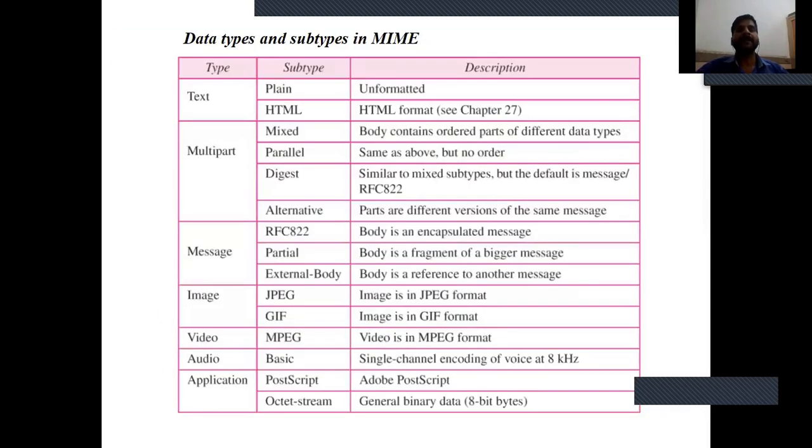Some data types and subtypes in MIME are given below in the table. Text means plain or HTML, plain is unformatted and HTML is formatted. Now, multipart has mixed, parallel and digest. Mixed: the body contains ordered parts of different data types. Parallel means same as above but not ordered, and digest is similar to the mixed subtype. These are some of the data types used in MIME.